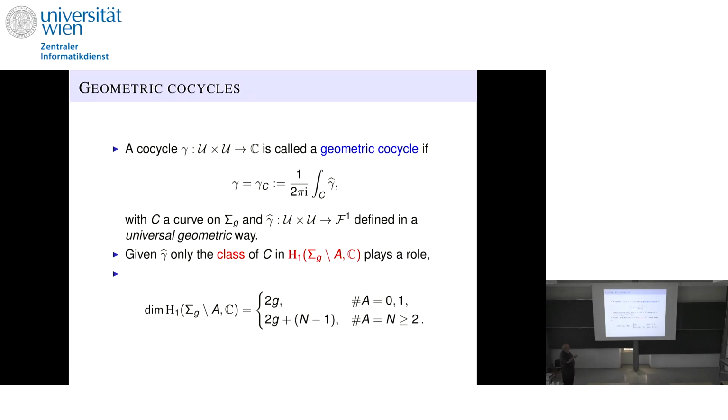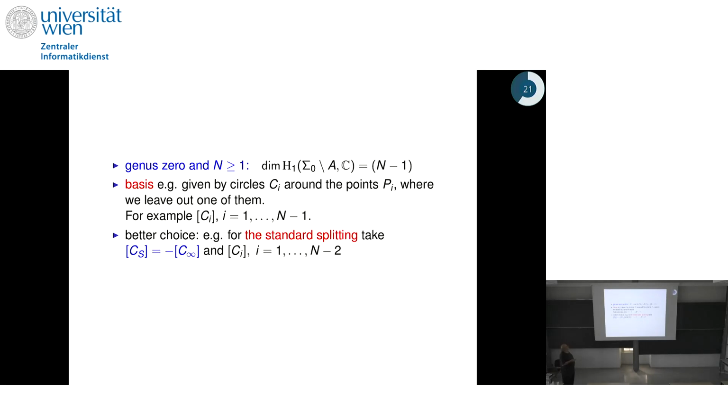So here we have now this H1. This is some geometric stuff. This is well known here. It depends on the genus, the number of points, and so on. This is this formula there. Okay, good. And now genus 0 and n bigger than 1.